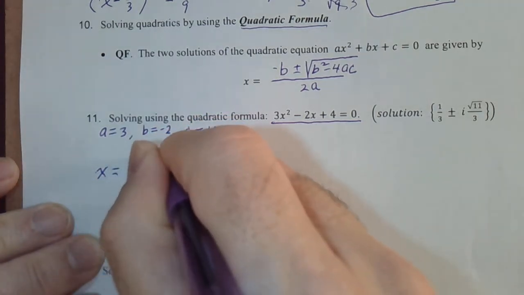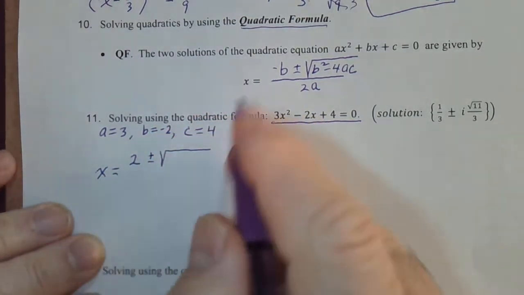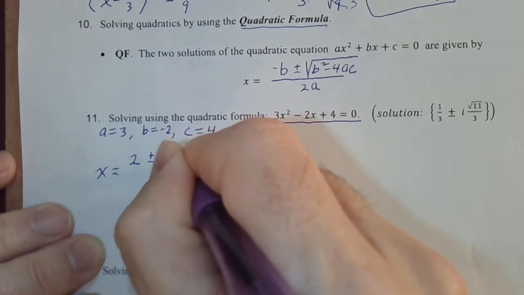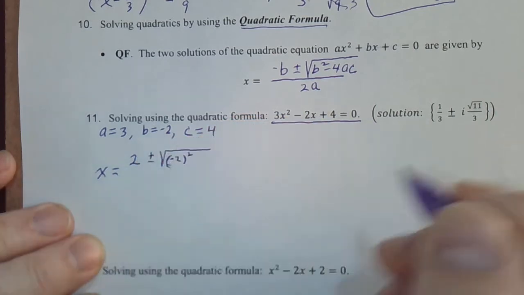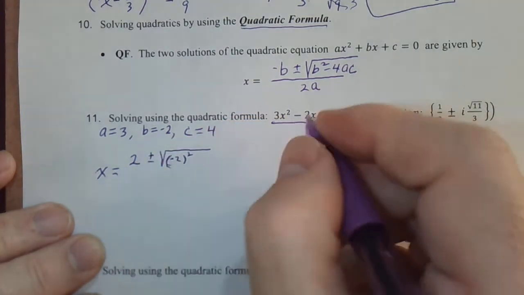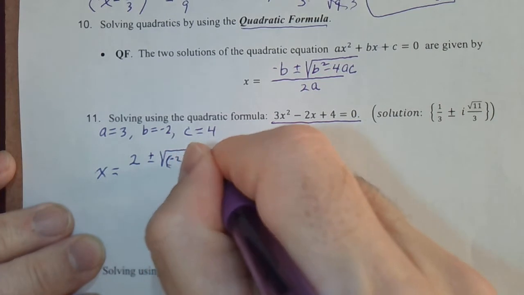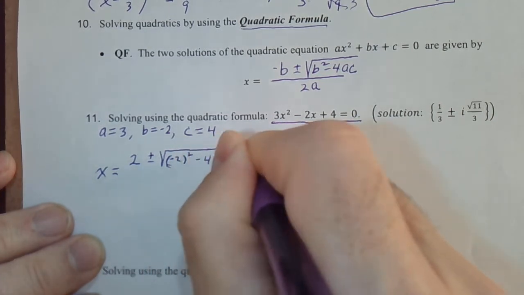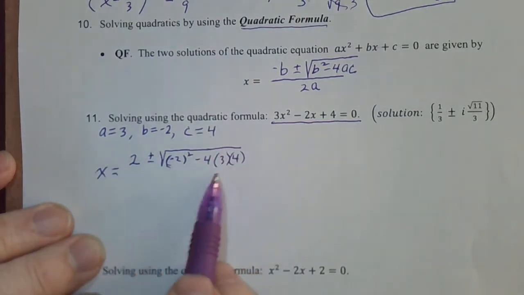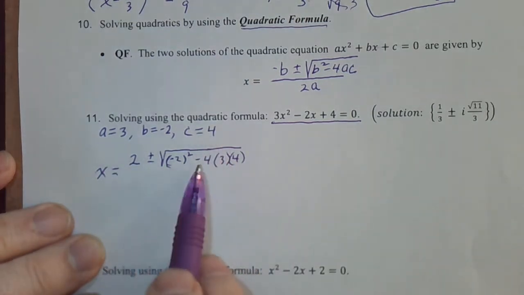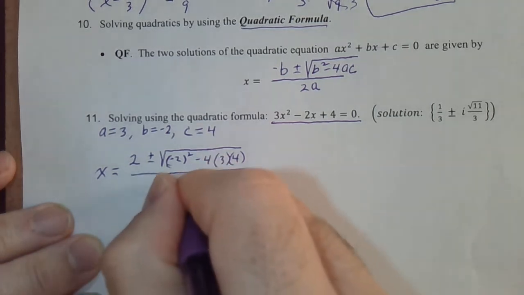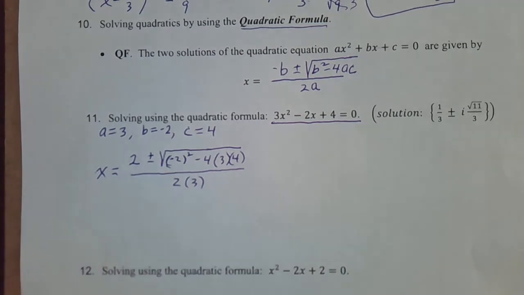Plus or minus, big radical. b squared is negative 2, quantity squared. Make sure you put the parentheses around negative 2 when you square it. Minus 4ac. a is 3 and c is 4. So 4ac, all over 2 times a. That is the solution, but it's not acceptable as a final answer.